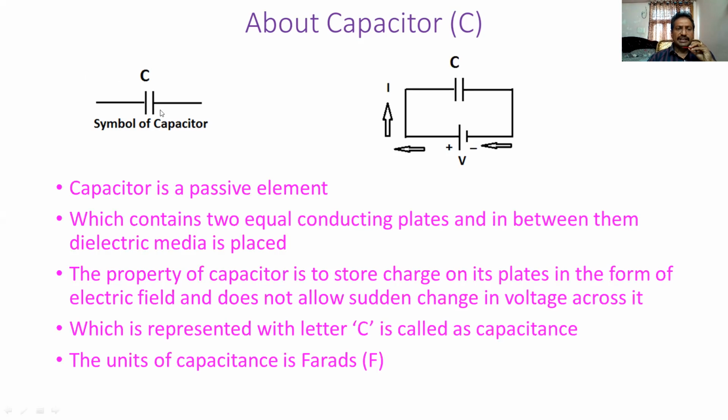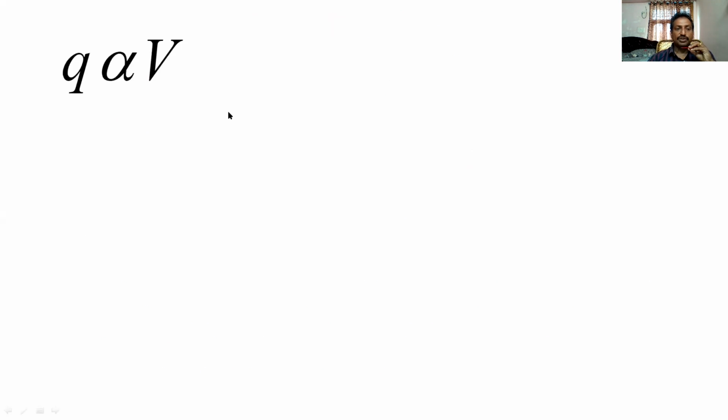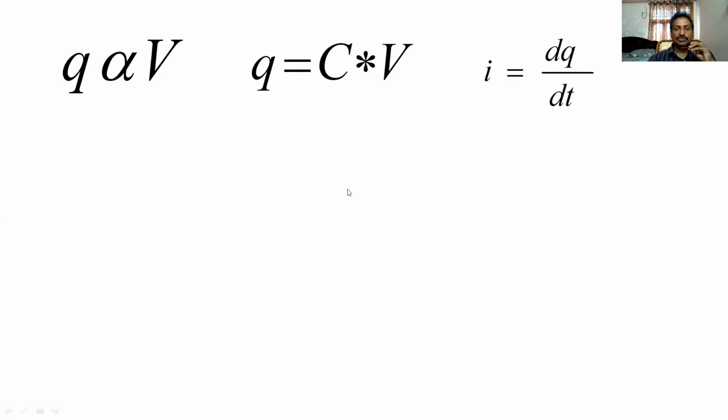Already I told you, when you take two equal conducting plates, a charge is developed. The charge depends on how much voltage you are applying. Therefore, Q is proportional to V. Replacing the proportionality, Q is equal to CV, where C is the constant, called capacitance. C is equal to epsilon naught, epsilon R, A by d. You already learned this in earlier classes.